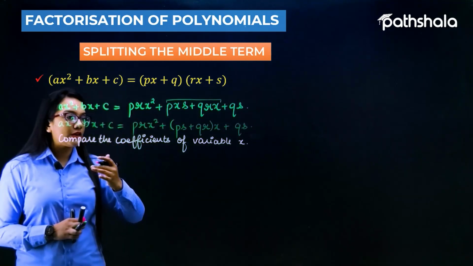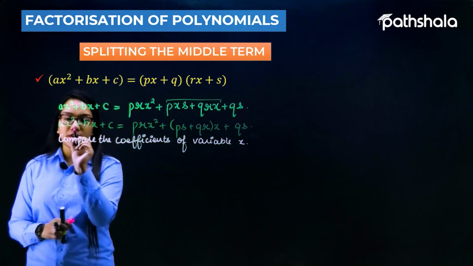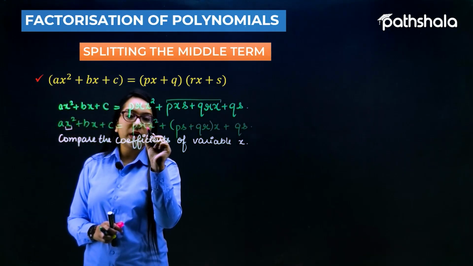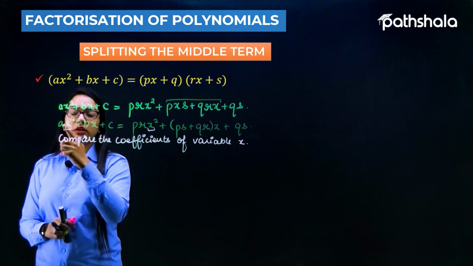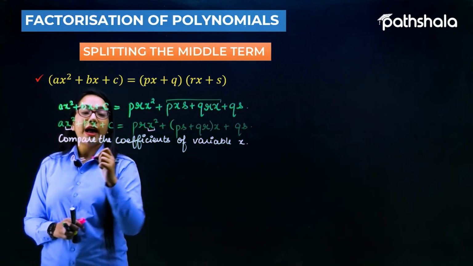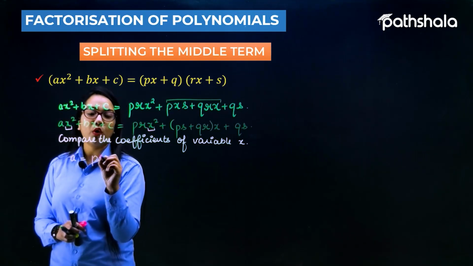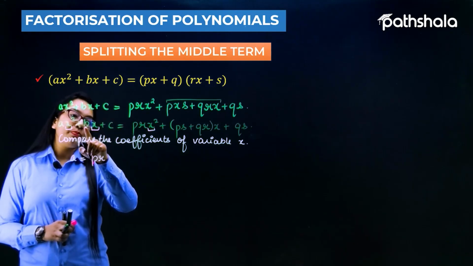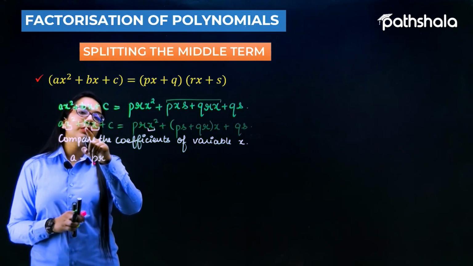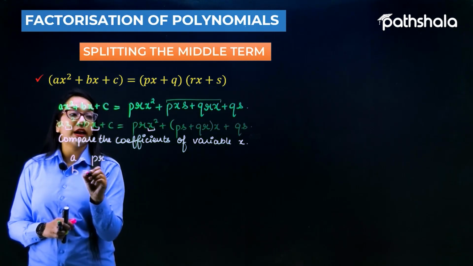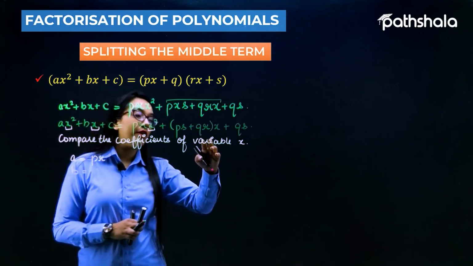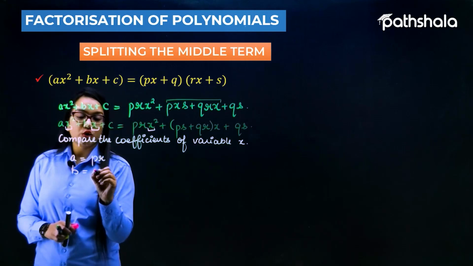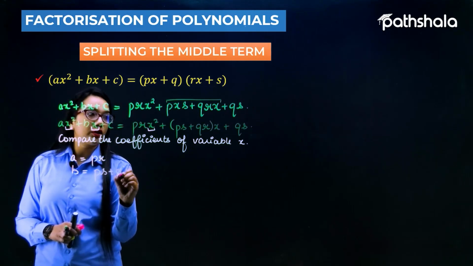When we are comparing the coefficients of the variable x, let us start with the highest degree, that is x square. So for x square, the coefficient on the left hand side is a, and on the right hand side it is pr. Now let's compare the coefficient of the variable x. We have the coefficient of x as b on the left, and on the right we have the coefficient of x as ps plus qr.